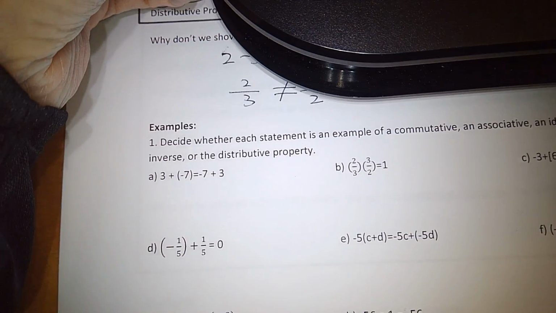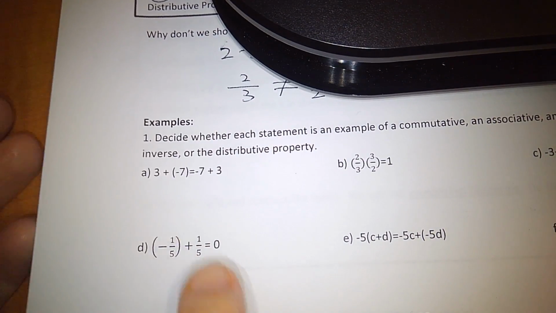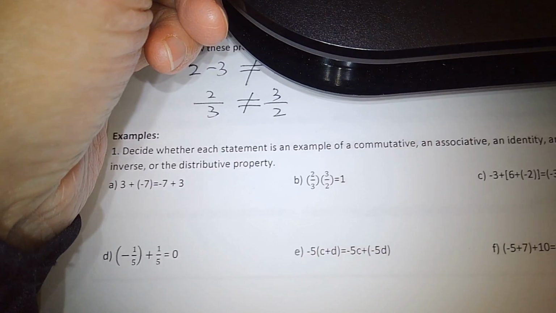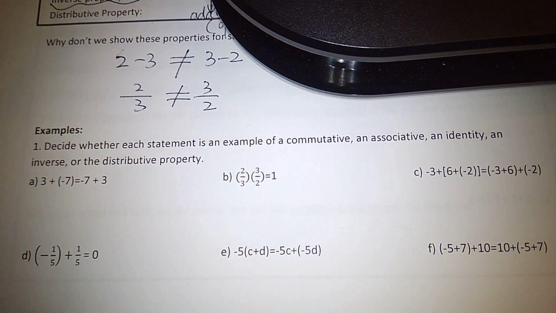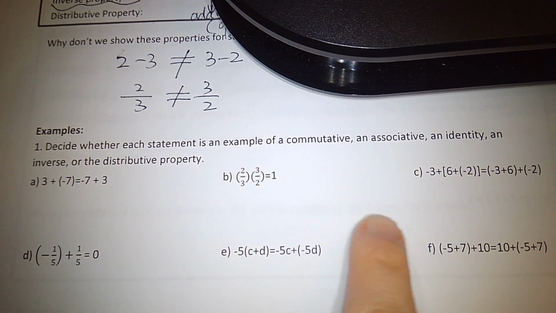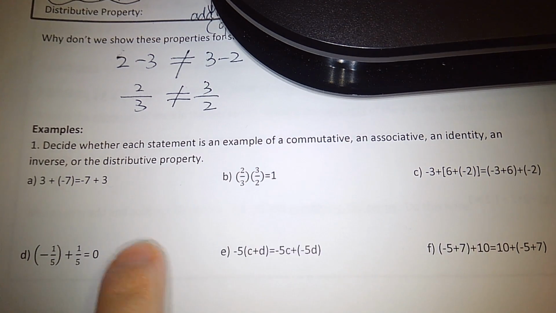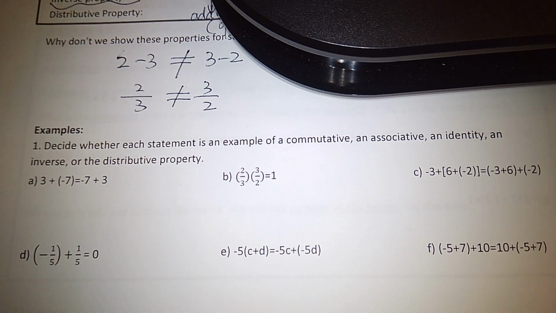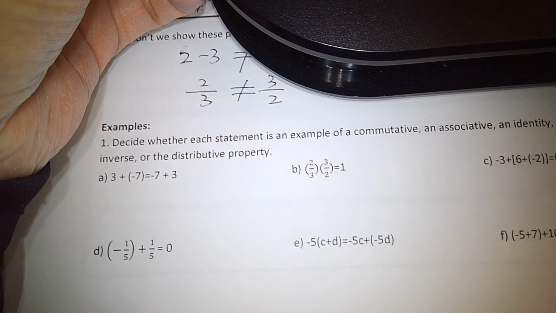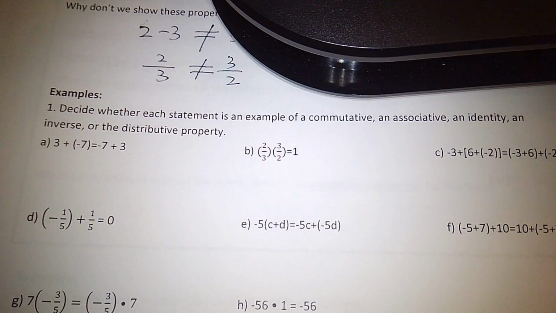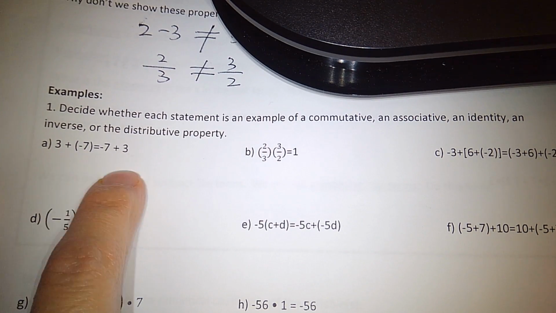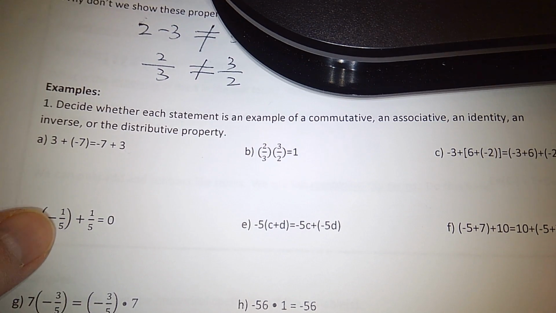enough. Alright. The first example is to decide whether each statement is an example of the commutative, associative, identity, inverse, or distributive property, and let us determine which property we're using for each question. Now let's check this one by one, every single question, quickly. 3 plus -7 equals -7 plus 3. Which property are we using for this equation?